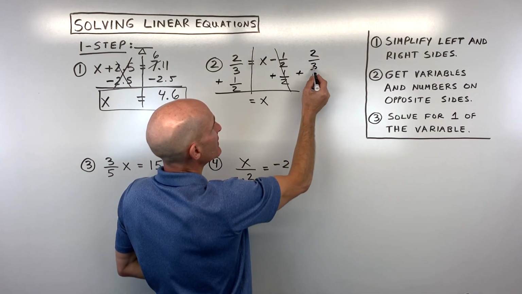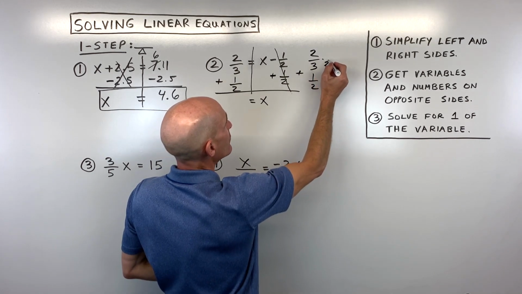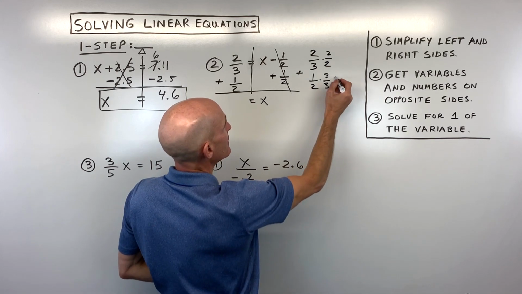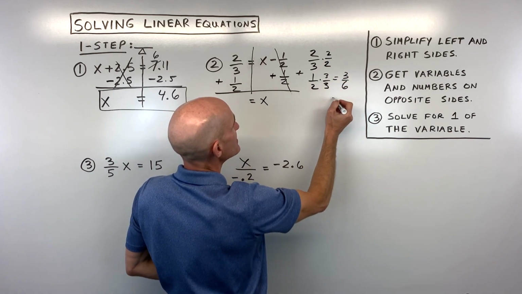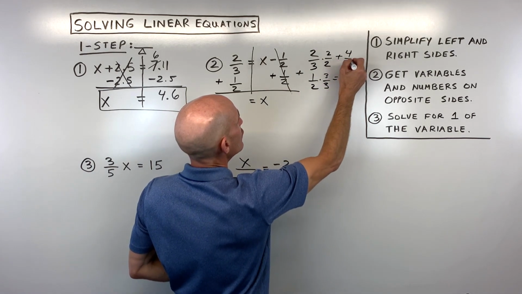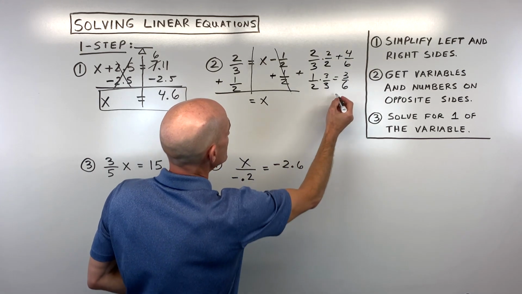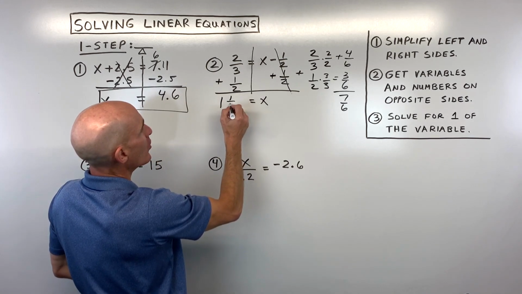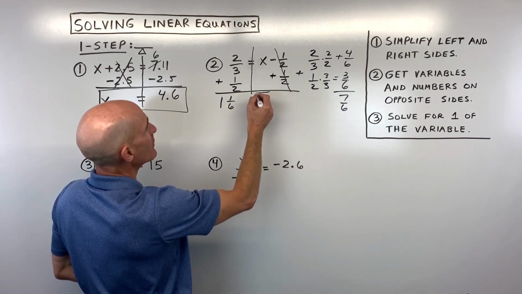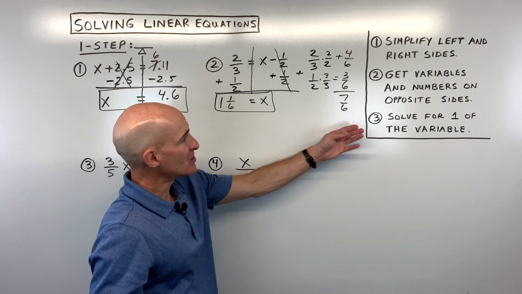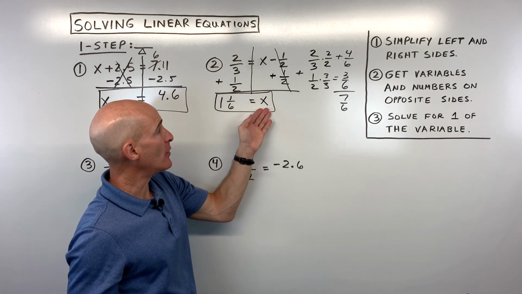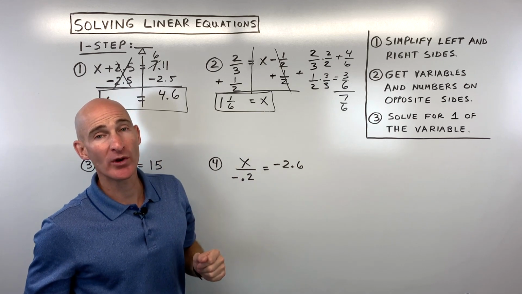Looks like they have a common denominator of 6. I just have to multiply this fraction by 2/2 and this fraction by 3/3. This way we get 3/6 plus 4/6, which is going to be equal to 7/6, which is 1 and 1/6 as a mixed number. And then our last step is always to solve for just one of the variable. In this case, we just have 1x by itself, so we're done. X equals 1 and 1/6.